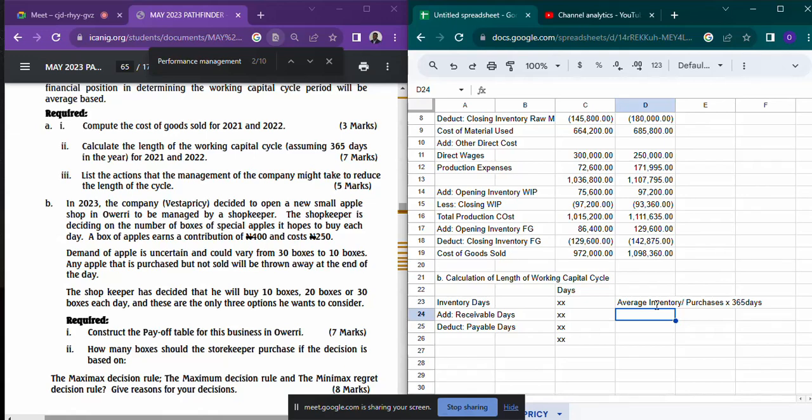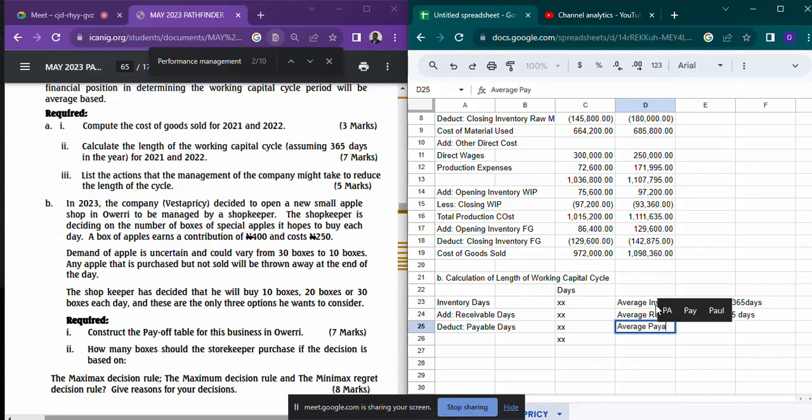Then the next thing is what determines your receivable days, right? Your receivable days is a function of sales. You have average receivables divided by sales times 365 days.